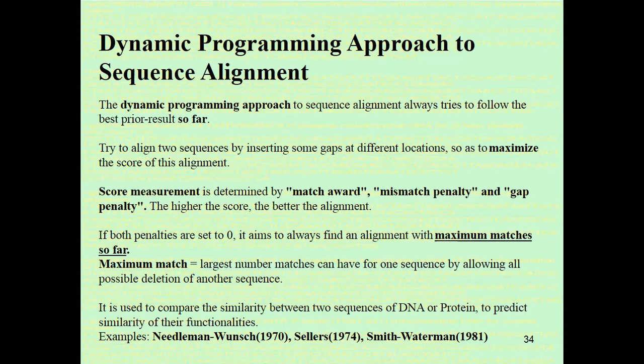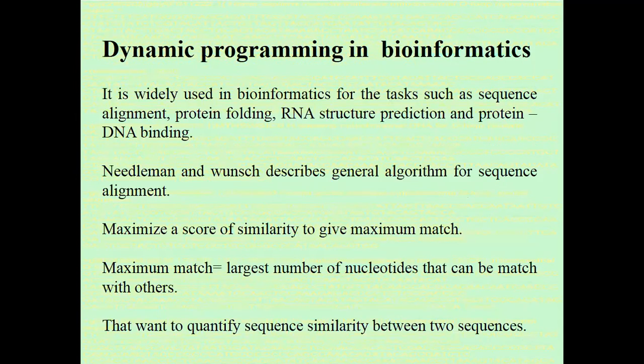If both penalties are set to 0, like the penalty of mismatch and the penalty of gap set to 0, it aims to always find an alignment with maximum matches so far. Maximum match is equal to the largest number of matches we can have for one sequence by allowing all possible deletions of another sequence. It is used to compare the similarity between two sequences of DNA or protein to predict the similarity of their functionality. So dynamic programming is used widely in bioinformatics for the task of aligning different sequences of protein or RNA or DNA.